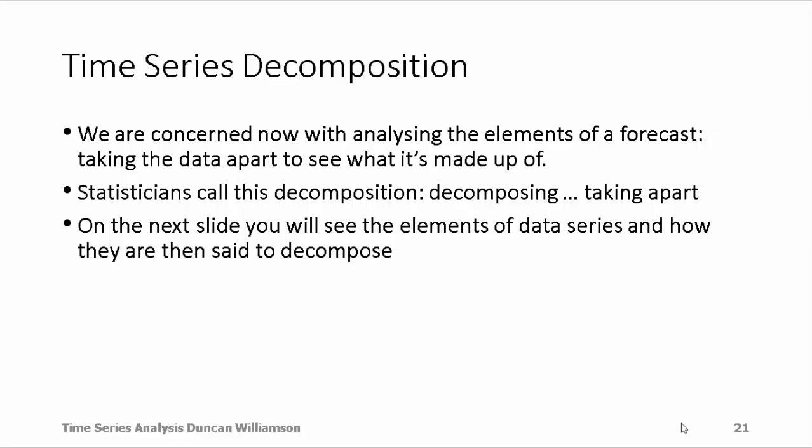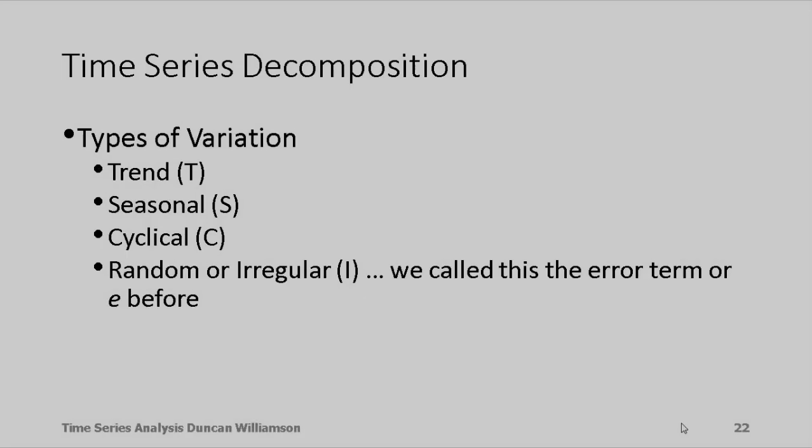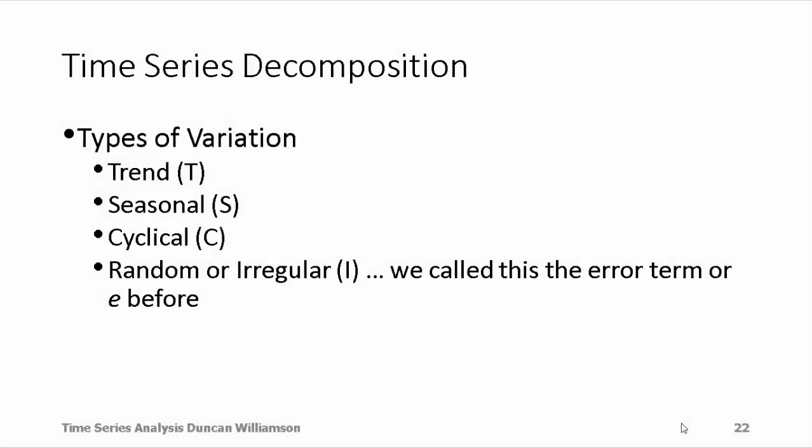We're concerned now with analysing the elements of a forecast, that's taking apart the data, to see what it's made up of. Statisticians call this decomposition, decomposing or taking apart. On the next slide you'll see the elements of data series and how they are then said to decompose. So types of variation are trend, seasonal, cyclical, and random or irregular. We call this term the error term, or E before.